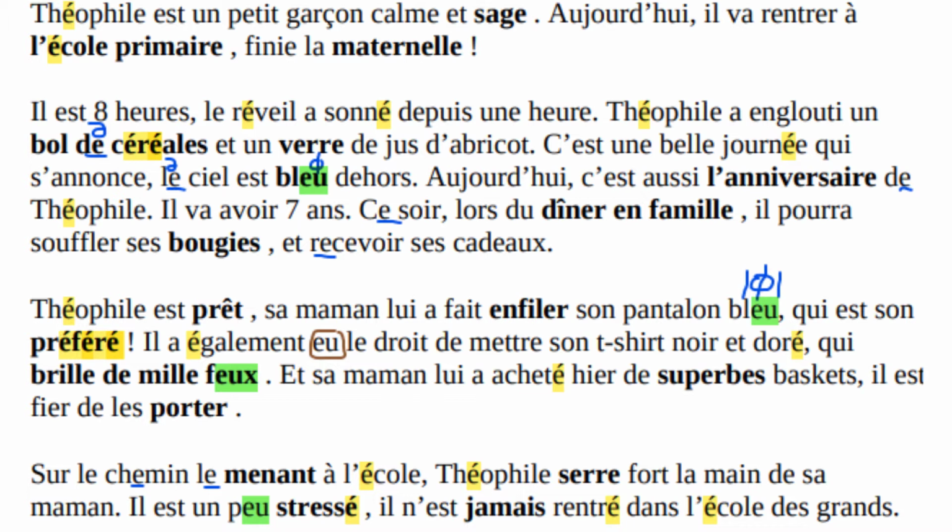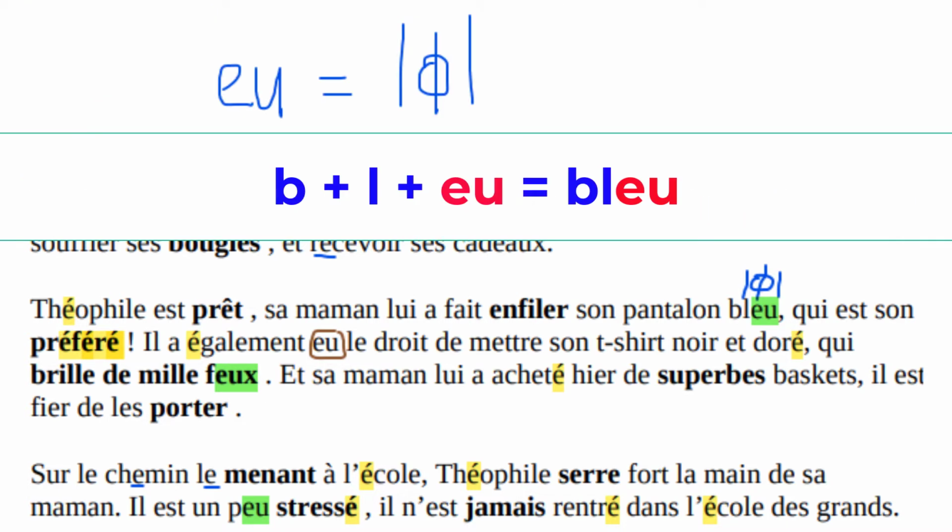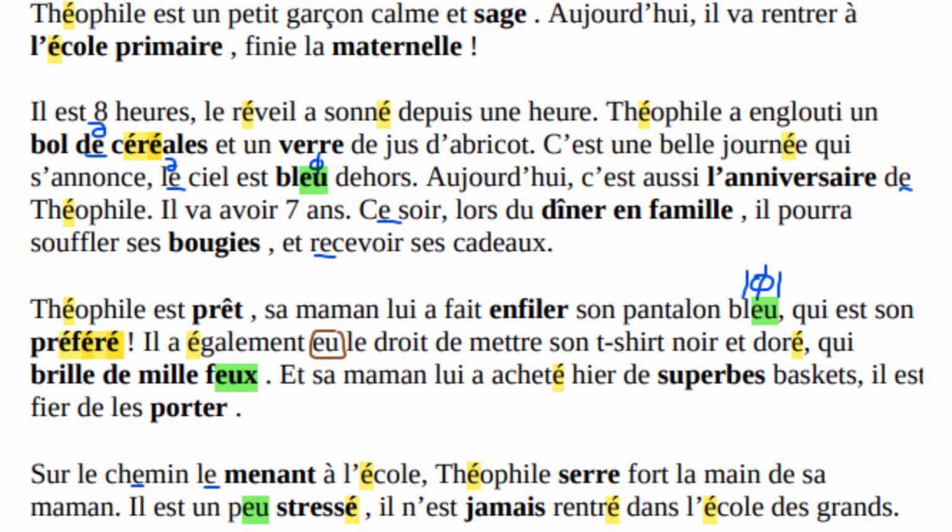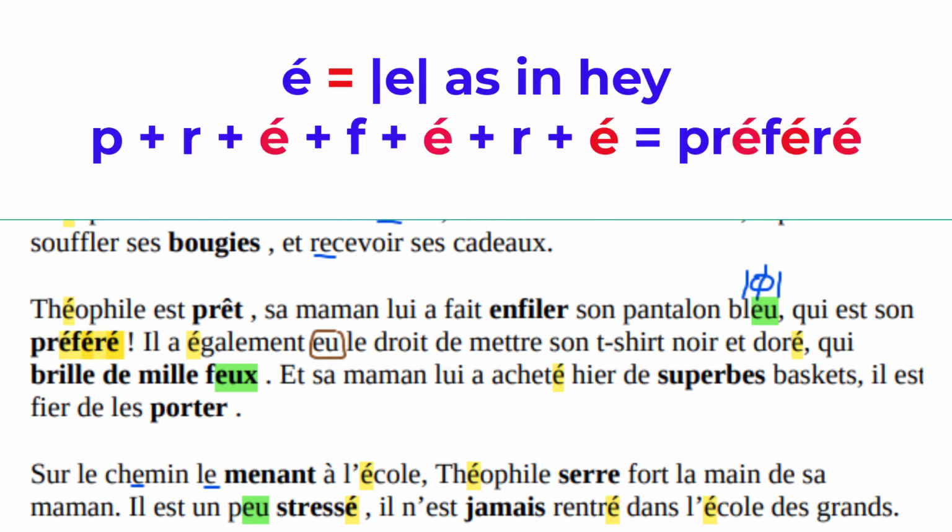Sa maman lui a fait enfiler son pantalon bleu. Here we have our EU that gives us the sound E. Qui est son préféré? Here can we see our A sound, so we can have the same accent appearing 3 times in a word, for the word préféré.